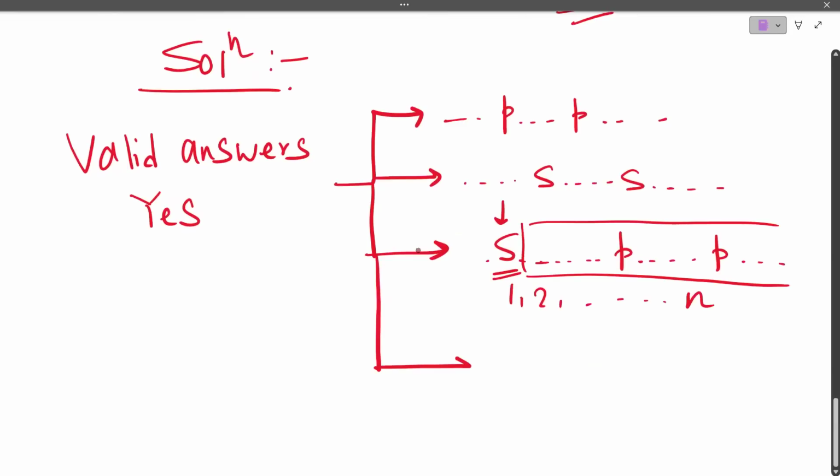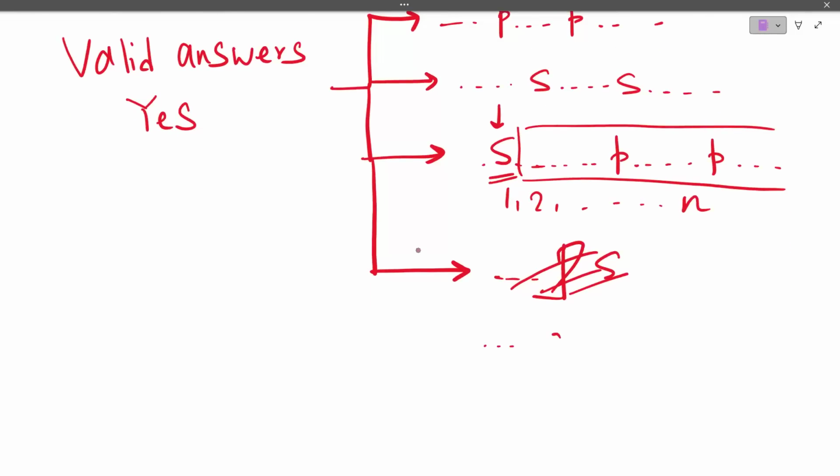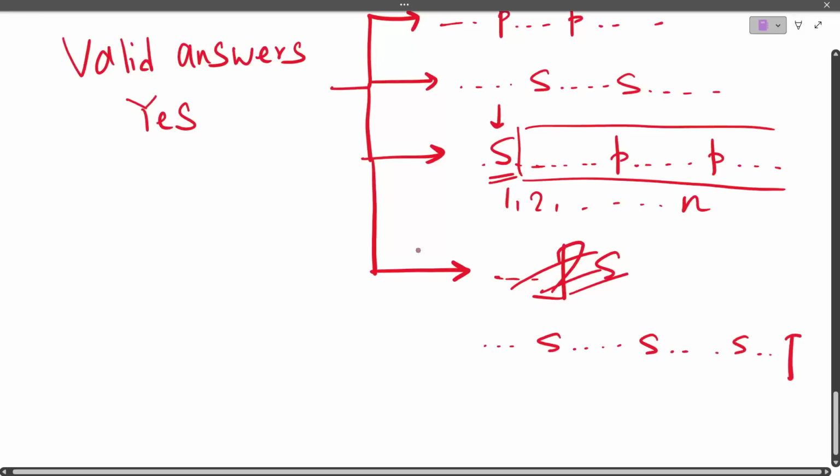And there is one more, and that is you have lots of s, and then you have finally a p. So even this is valid, because of the same reason, that you can have a permutation like n minus 1, n minus 2, dot dot dot 1 here. Apart from this, in all other cases, my answer is no.